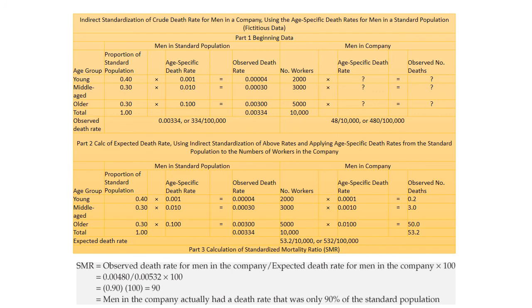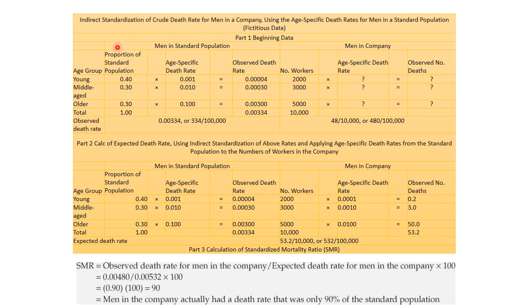So as I mentioned, this makes more sense when actually looking at the graph here. We can see that when you're looking at the beginning data, we have our men in the standard population, so this would be the U.S. population, versus the men in the company. Notice here we don't have any of the age-specific death rates. We don't have our observed death rates based on that, right? But we do know how they have their breakdown into young, middle-aged, and older, right?